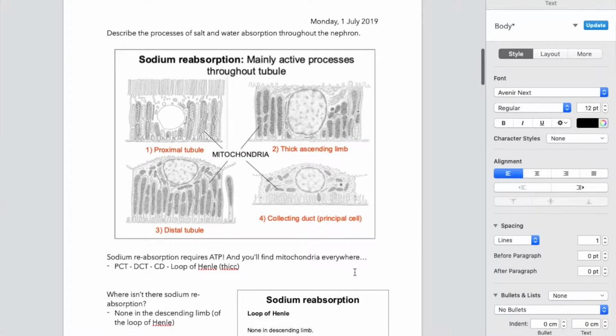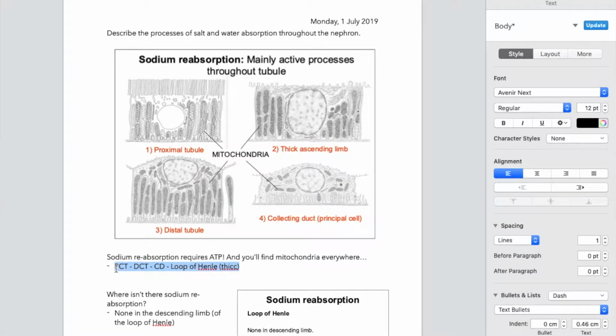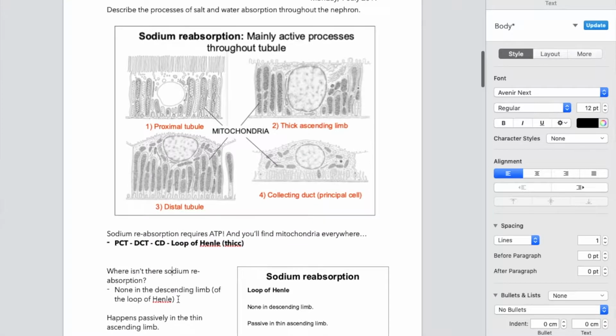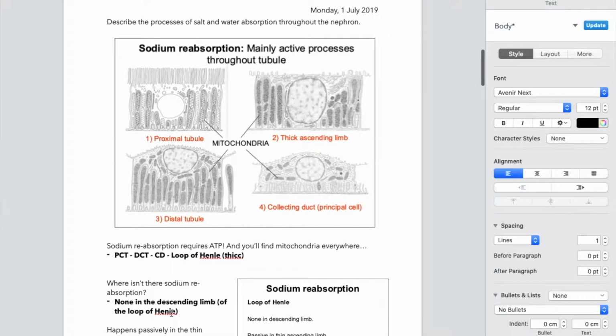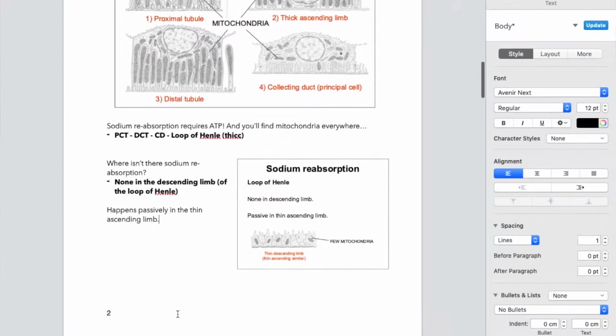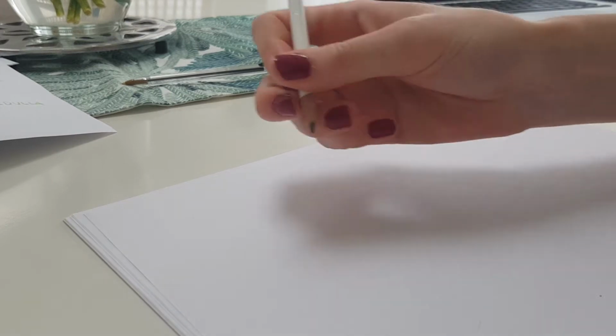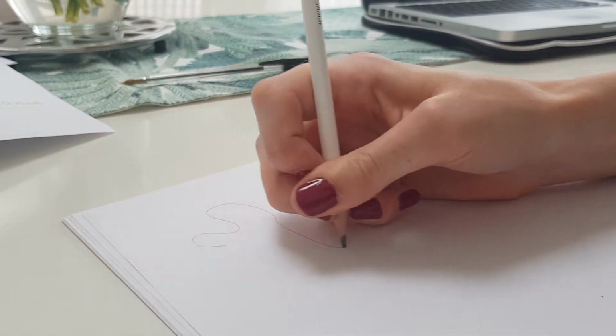So, describe the processes of salt and water absorption throughout the nephron. We know that there are mitochondria in the proximal tubule, PCT, the thick ascending limb, so part of the loop of Henle, the distal tubule, and the collecting duct. So you'll find mitochondria pretty much everywhere in the nephron except where there isn't sodium reabsorption. You won't find any in the descending limb of the loop of Henle. No sodium reabsorption there.